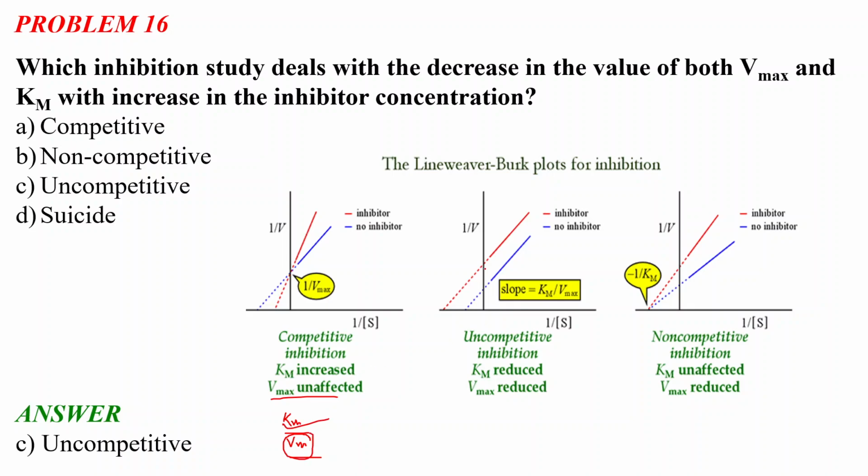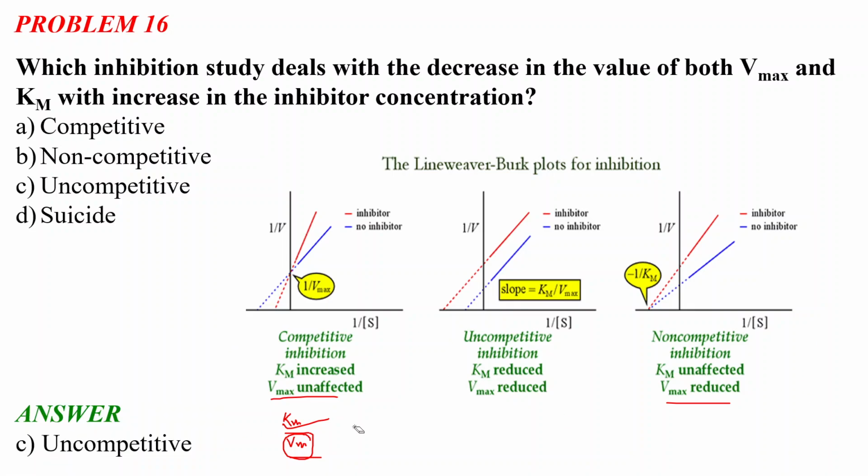In case of the uncompetitive, as you can see, the slope is the same but 1 by Vmax is increasing, means Vmax is decreasing, and Km is also decreasing. But here in non-competitive, Km is unaffected but Vmax is reduced, and the slope is also increasing. So if Vmax is reduced and slope is increasing, it means that Km has to remain unaffected.